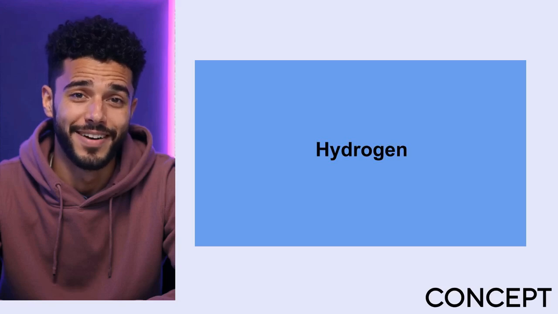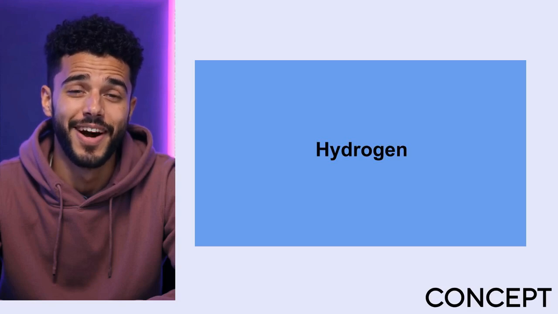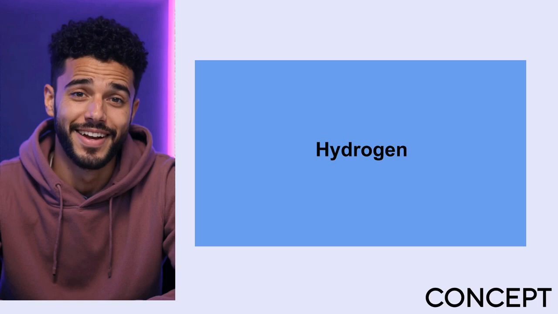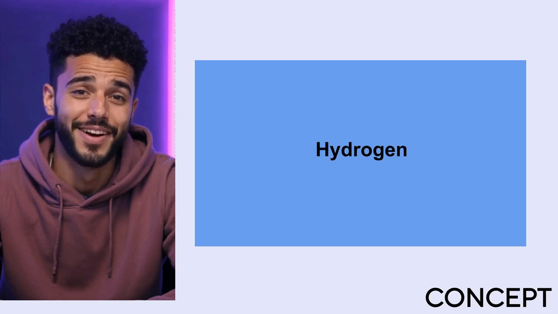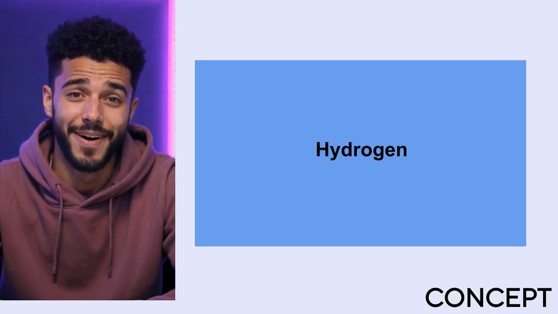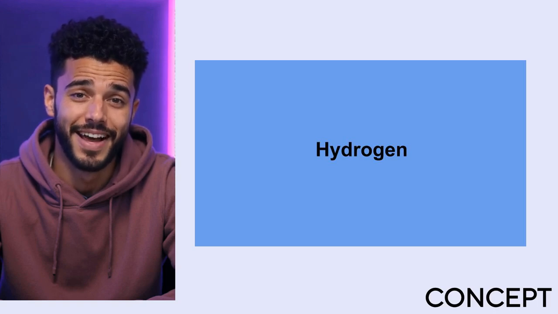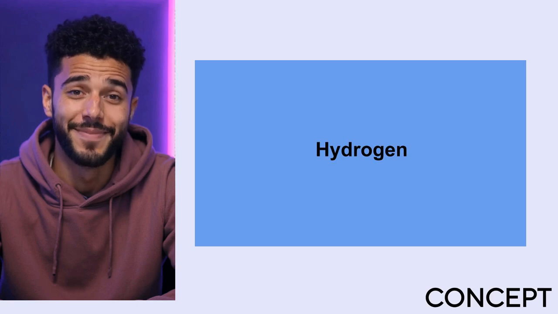Good morning, everyone. Welcome to Concept Class. Today, we will learn about one of the simplest yet most important elements, hydrogen. We'll explore its position in the periodic table, methods of preparation, chemical behavior, and its role in oxidation and reduction reactions. Let's begin.